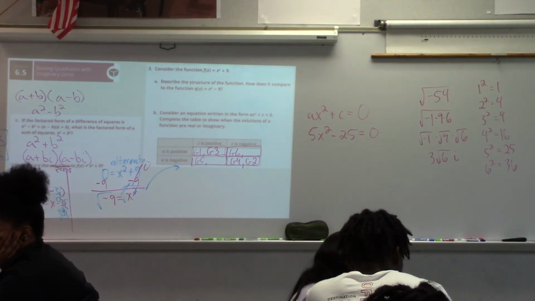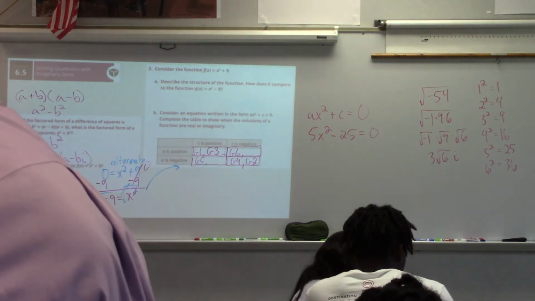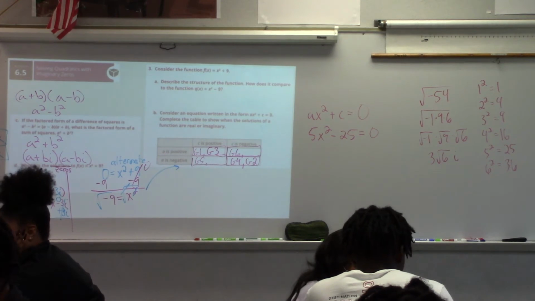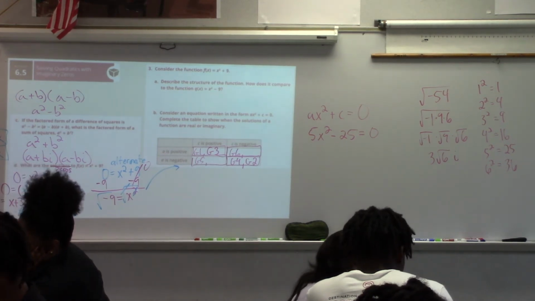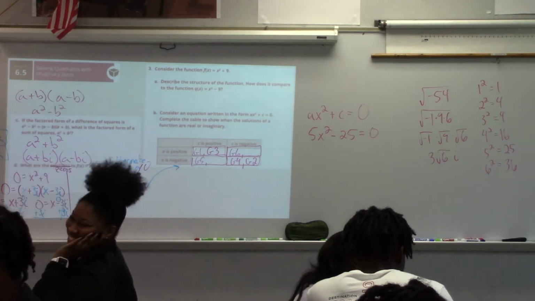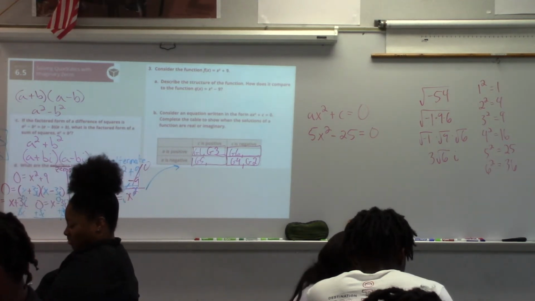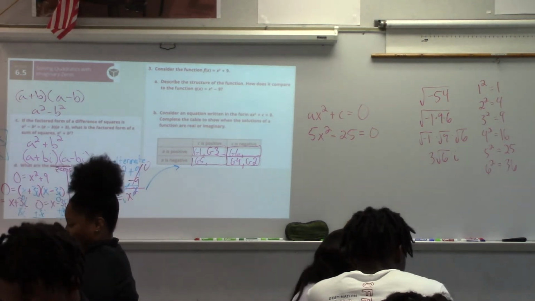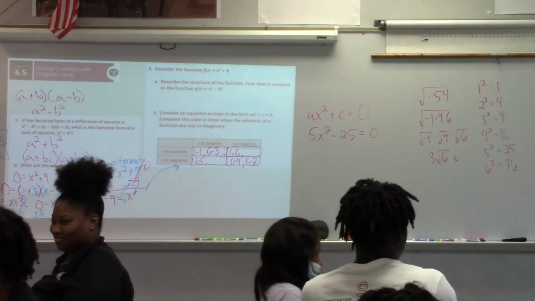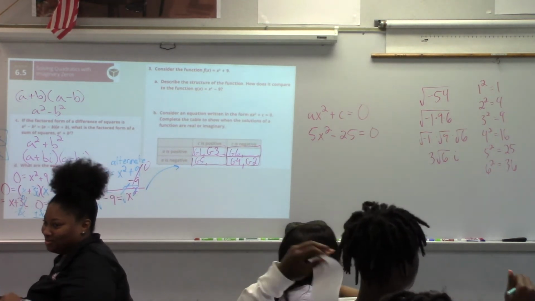Actually, we should do x squared. Right, 6x squared. So that ain't gonna work. I mean, it can work, but x squared minus 36 might be easier. Maybe do both of them.